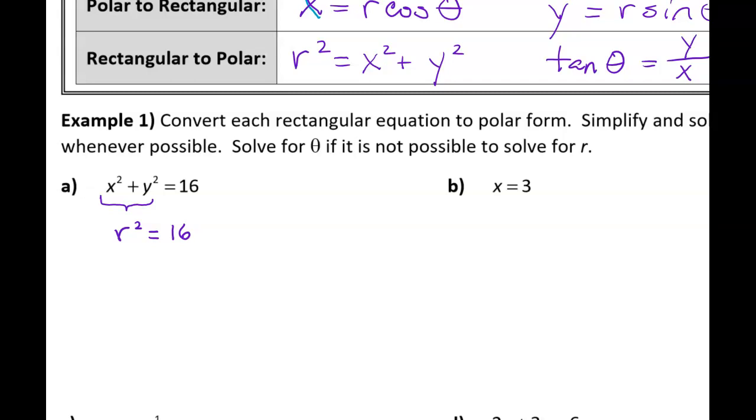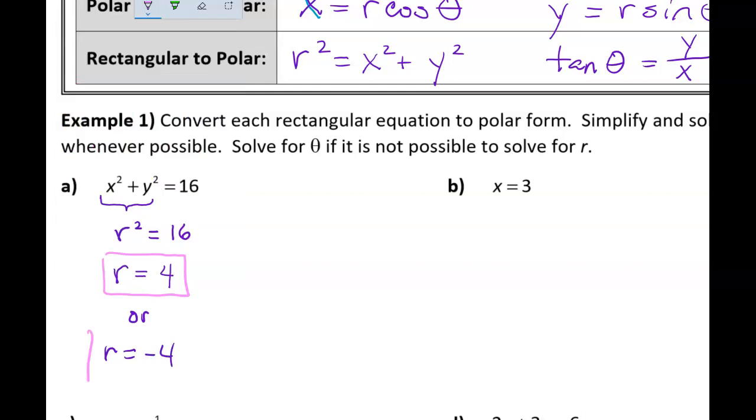Now, you'll remember r squared equals 16 has two solutions, plus or minus 4. But we're going to choose the positive one, r equals 4. r equals negative 4 would not be wrong. You can choose either of those two solutions, and either one would be correct. So I'll write the second one down here.